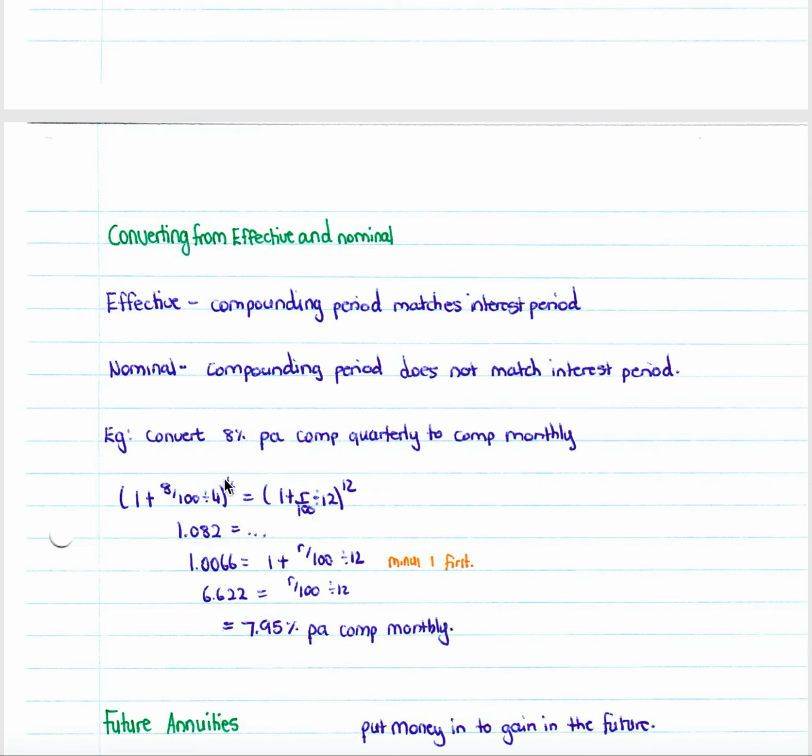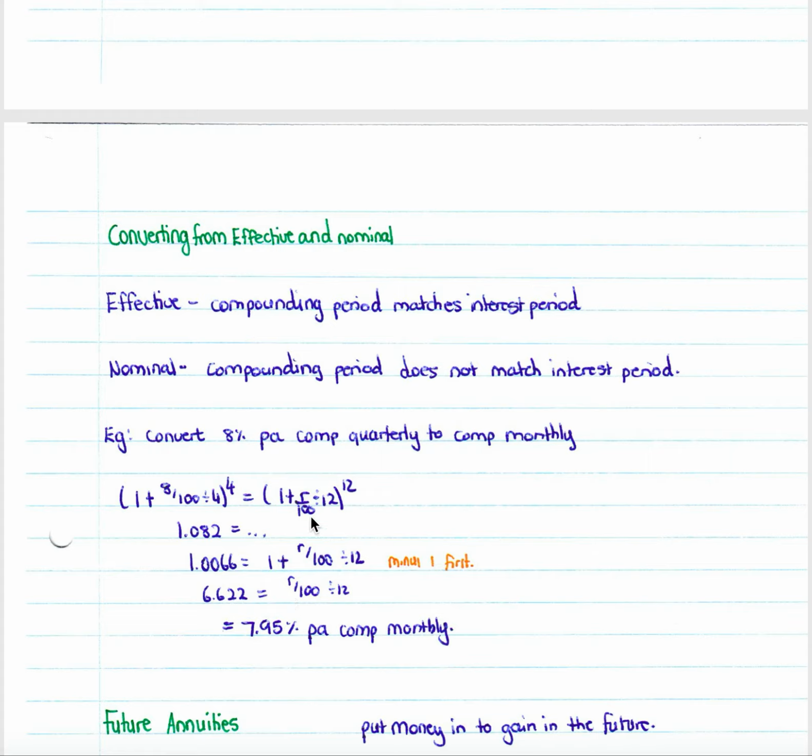So there are 4 quarters in 1 year and 12 months in 1 year. Then you know they've given you 8%, so you go 1 plus 8 over 100 being 8%, divided by 4 because there are 4 quarters in a year, to the power of 4, equals 1 plus r, you are looking for this rate, over 100, divided by 12, there are 12 months in a year, to the power of 12. You solve this. Just remember at this step you minus 1 first because it's a reverse of your operations. You must minus 1 first before you times by 12, and you'll get 7.95% compounded monthly.